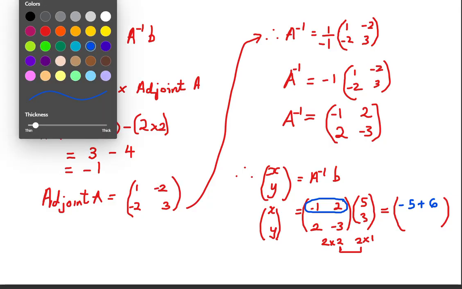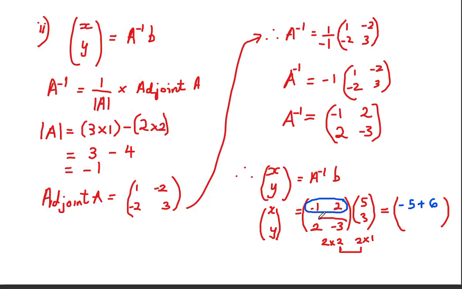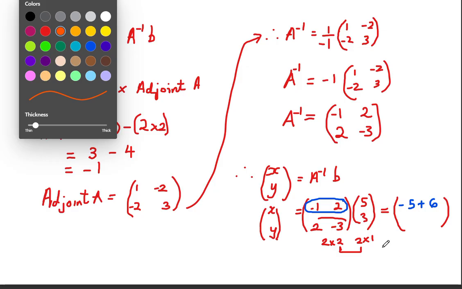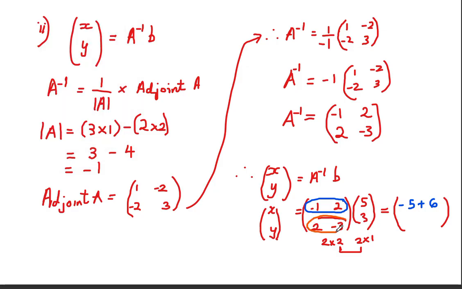Then we're going to multiply the second row in A inverse by the column vector 5, 3. So we're going to say 2 multiplied by 5 gives us 10. And then negative 3 multiplied by 3 gives us negative 9. So when we simplify this, we get this answer. Negative 5 plus 6, which is the same as 6 minus 5, will give us 1. And 10 minus 9 will also give us 1.